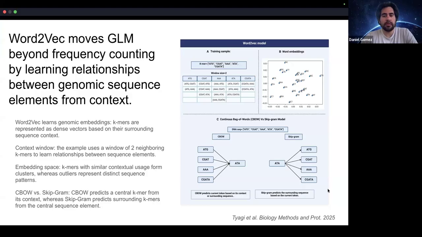CBOW versus skip-gram: CBOW predicts a central k-mer from its context, whereas skip-gram predicts surrounding k-mers from the central sequence element. So we have two of them. In this example, they both use ATA, and CBOW predicts the current token from the surrounding sequence, and skip-gram predicts the surrounding sequence based on the current token.